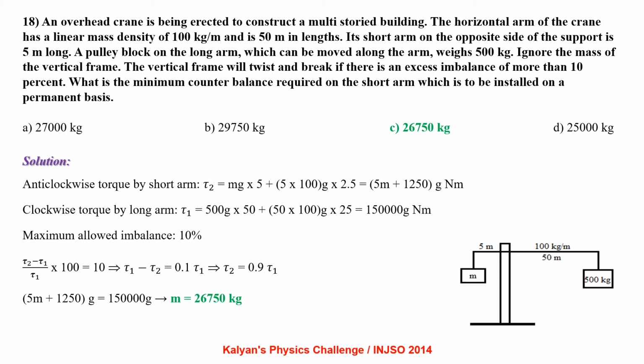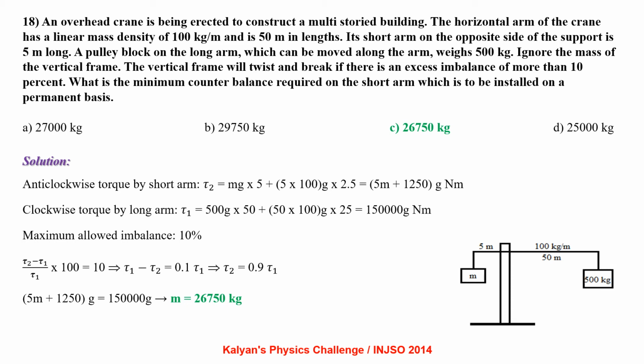Anti-clockwise torque by shorter arm, tau 2 equals mg into 5 plus 5 into 100g into 2.5, that is 5m plus 1250 into g Newton meter. Here the first term is the mass to be attached and the second term is the own weight of the shorter arm, which acts from the midpoint, that is 2.5 meter.